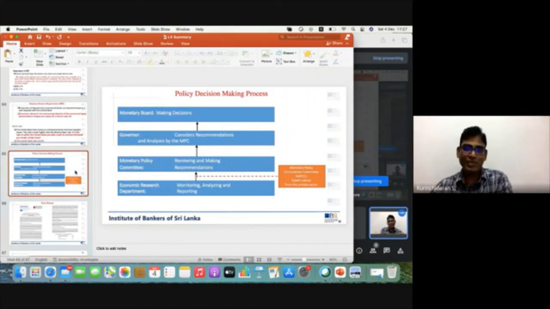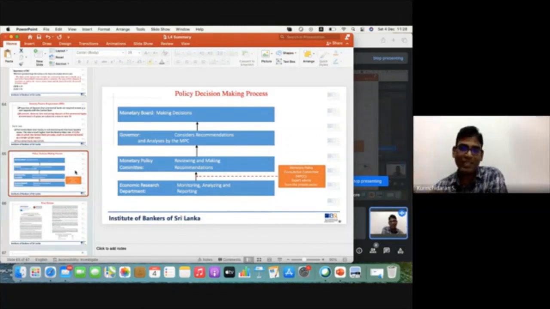The macroprudential department's job is similar to this ER department, but they belong to the financial cluster. This ER belongs to the price stability cluster. So these people will be doing research and submitting recommendations on price stability. The other leg is towards financial system stability. At the bottom of that, you can see the bank supervision department, non-bank supervision department, and macroprudential department.